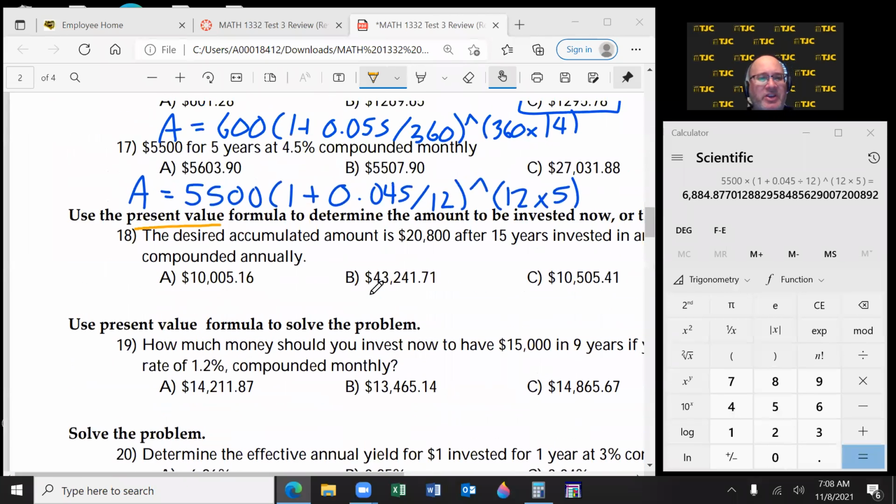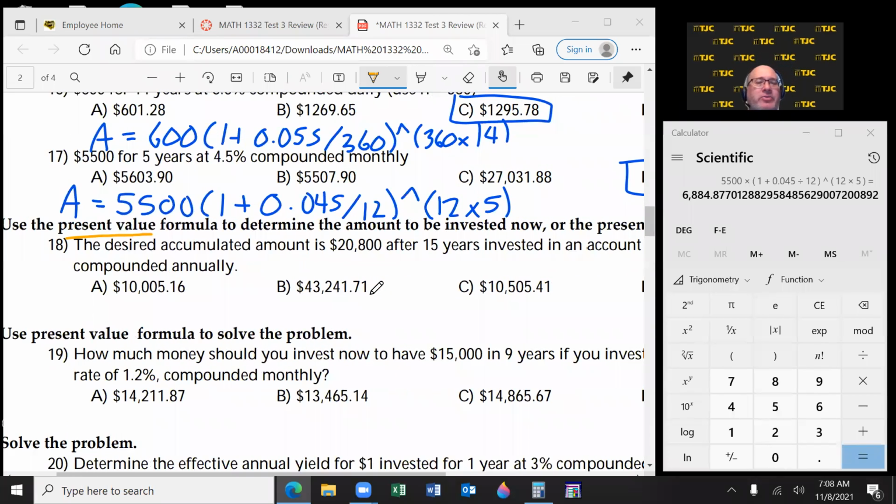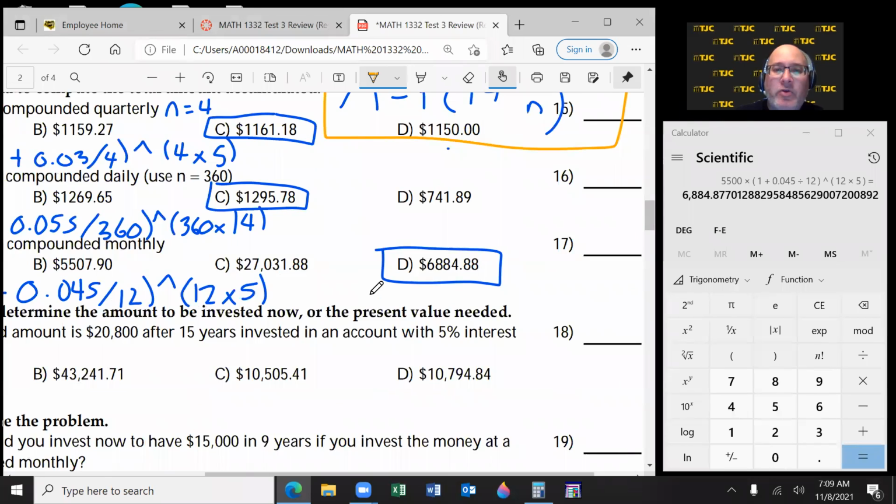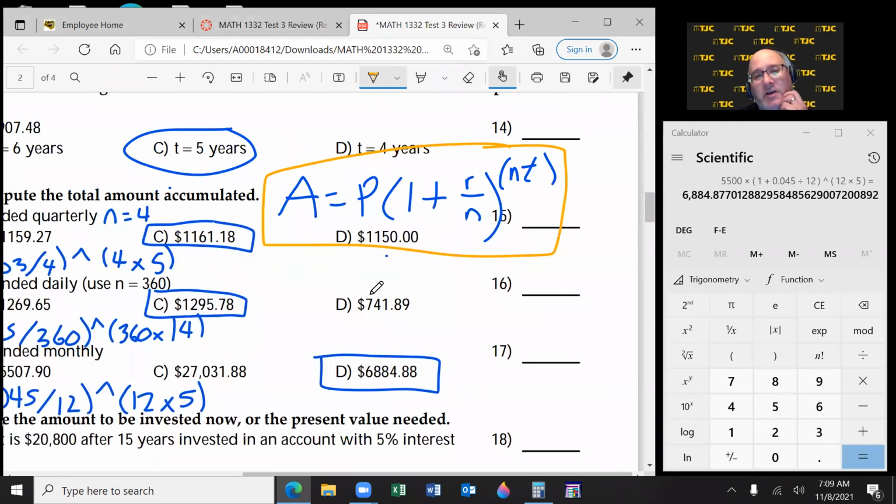All right, so as I was saying, be careful when you see present value. It's not always the annuity formula. It has to have the word annuity in it or have regular periodic payments. This is a compound interest formula, as you can tell by the word compounded. There is a formula for present value. It's for the compound interest.